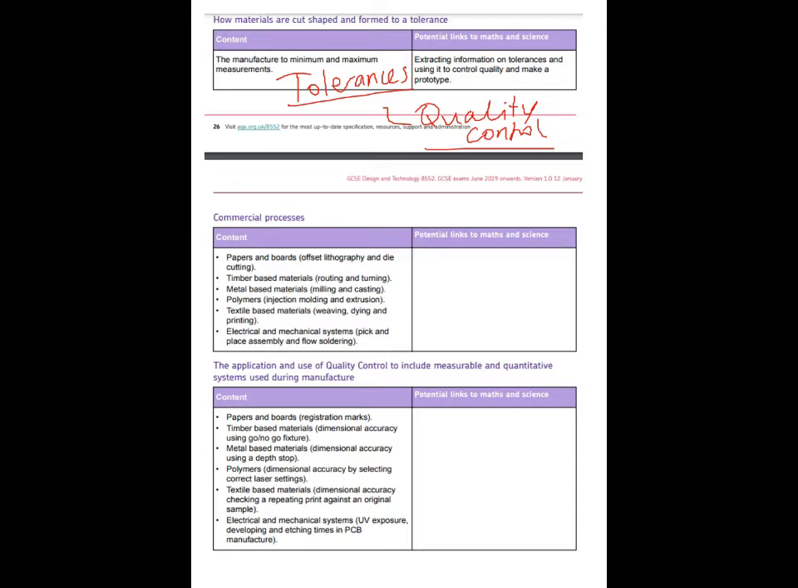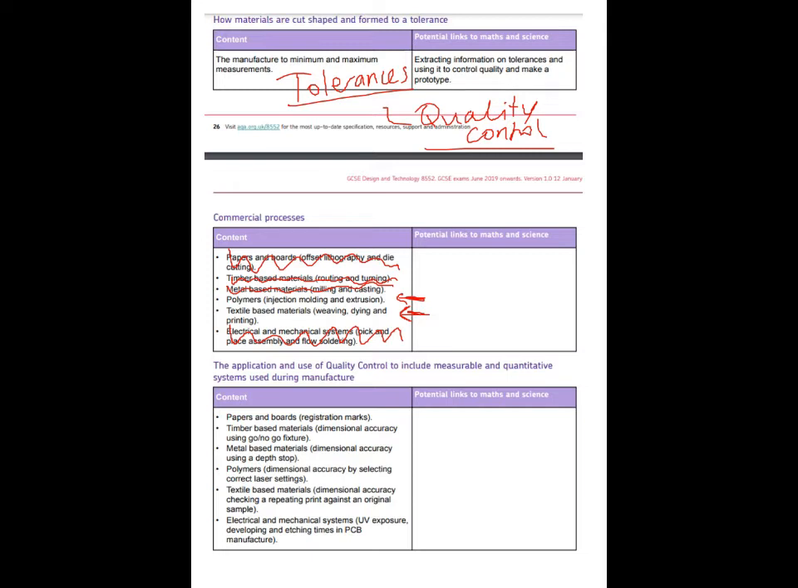And then some commercial processes. We do not need to know paper and boards. We do not need to know timber-based materials or metal. Polymers, that's the one that we need to know. We do not need to know electrical and mechanical. And textiles, those are the ones that you might need, well, that you will need to have a good awareness of and be able to talk about.